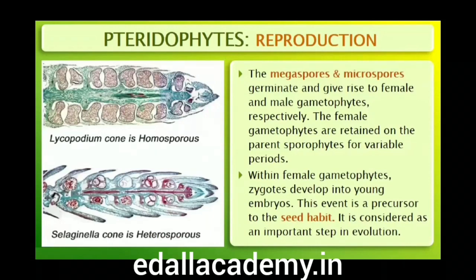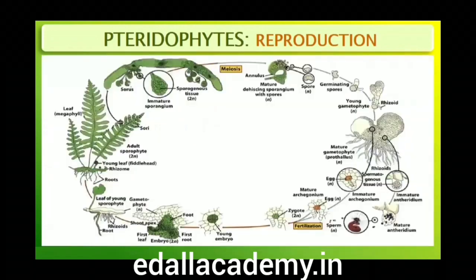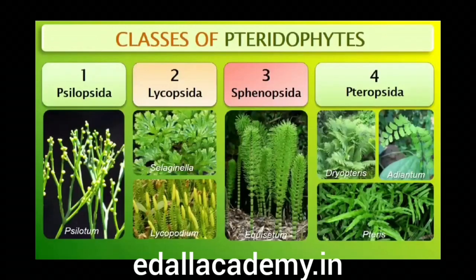The female gametophytes in these plants are retained on the parent sporophytes for variable periods. The development of the zygotes into young embryos takes place within the female gametophytes. This event is a precursor to the seed habit, considered an important step in evolution. The pteridophytes are further classified into 4 classes: Psilopsida (Psilotum), Lycopsida (Selaginella, Lycopodium), Sphenopsida (Equisetum), and Pteropsida (Dryopteris, Pteris, Adiantum).